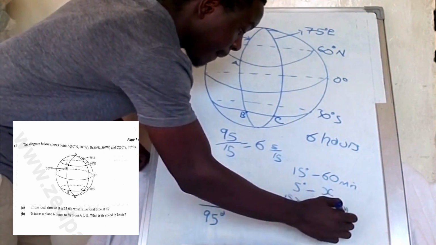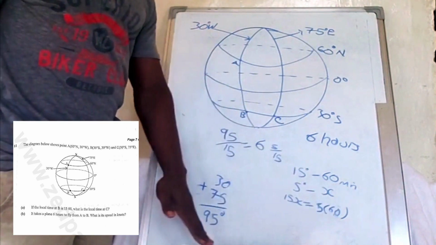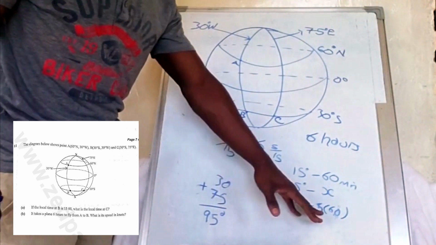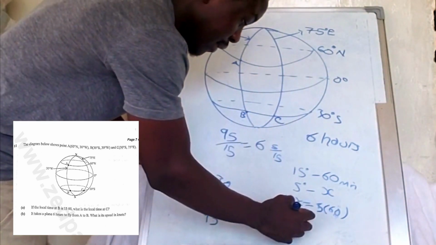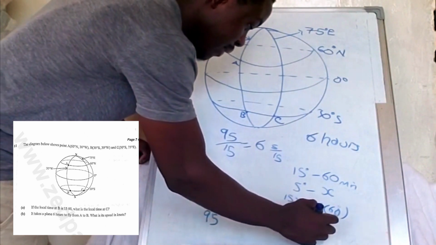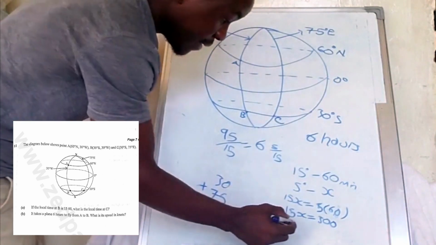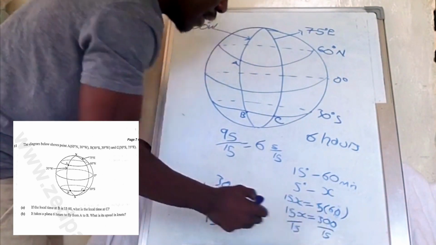60. So what is 5 multiplied by 60? 5 by 6 will give us 30, so we've got 300. So we've got 15x equals 300. And we can divide both sides by 15.